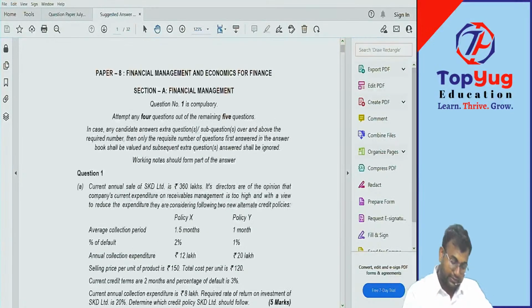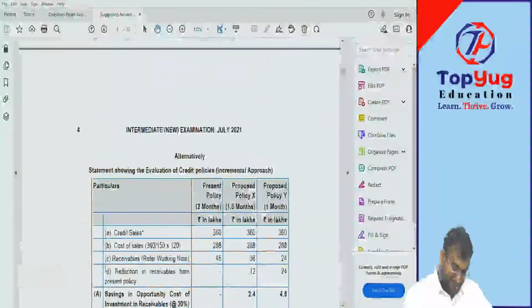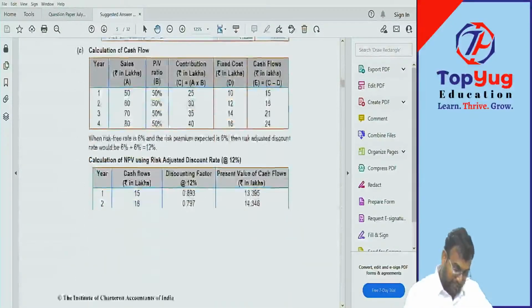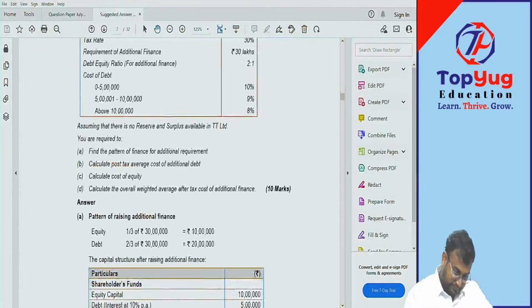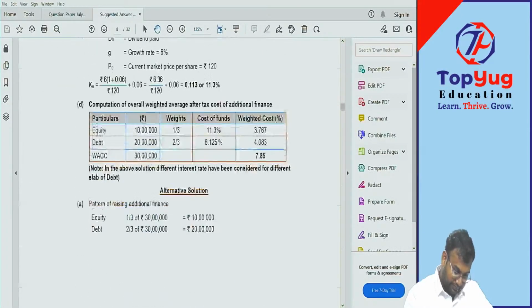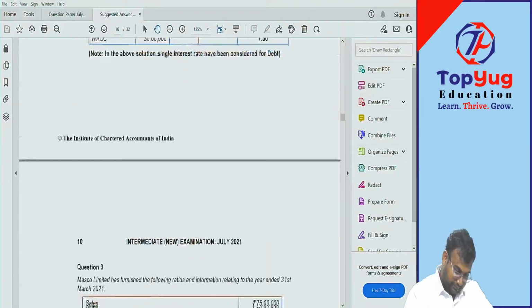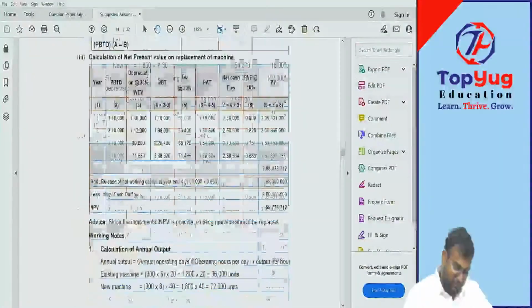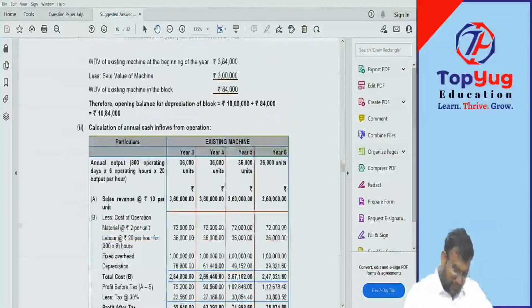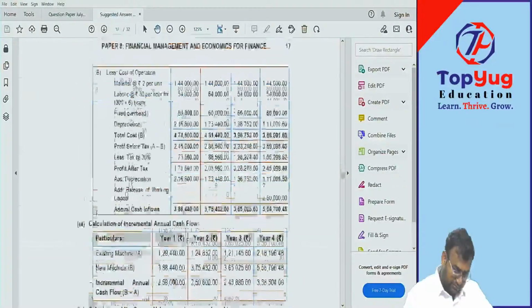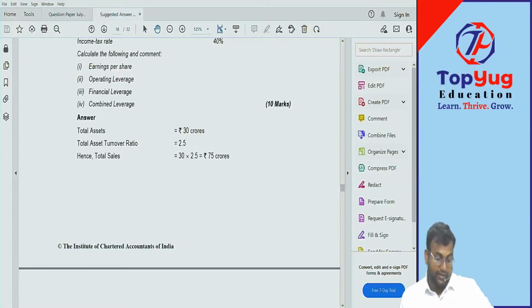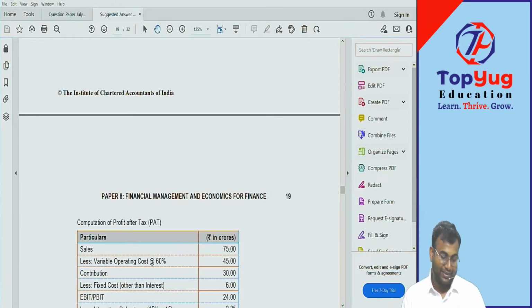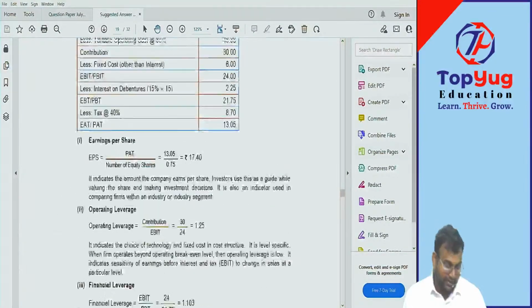This is the suggested answer for the same attempt. Let's go to problem number 5. I believe that was problem number 5. And question 3 is running. Yes, here it is. See, total asset 30, sales 75 crores, same thing we calculated, 1 mark. See the table.